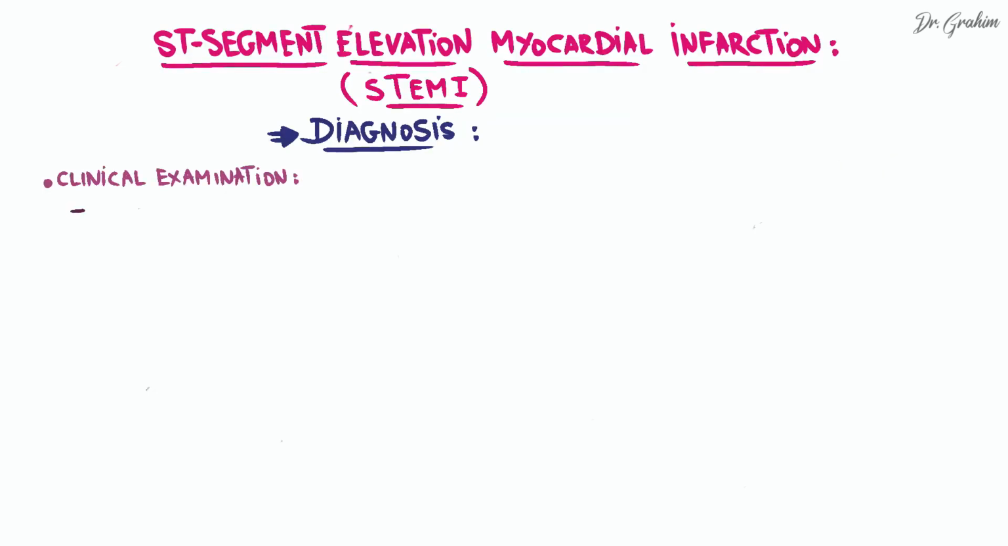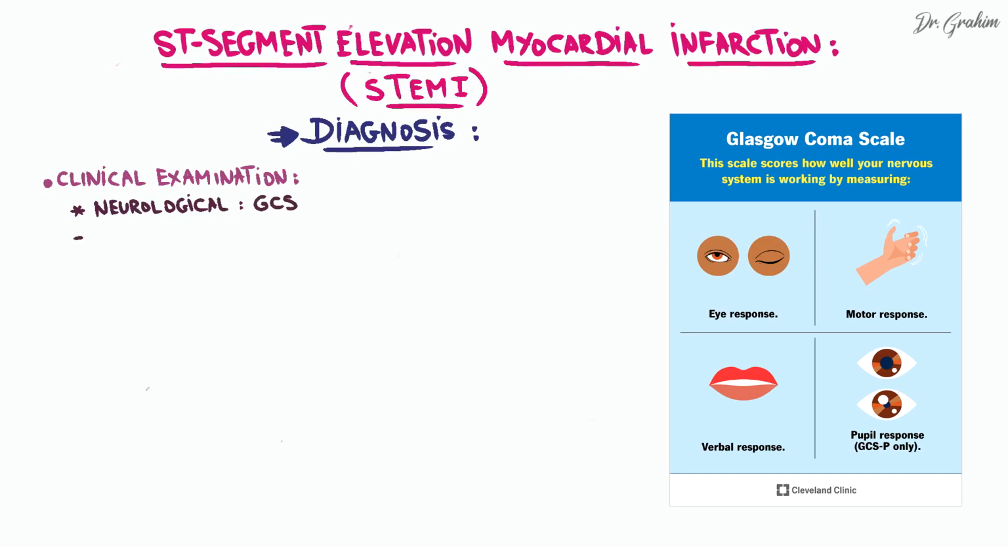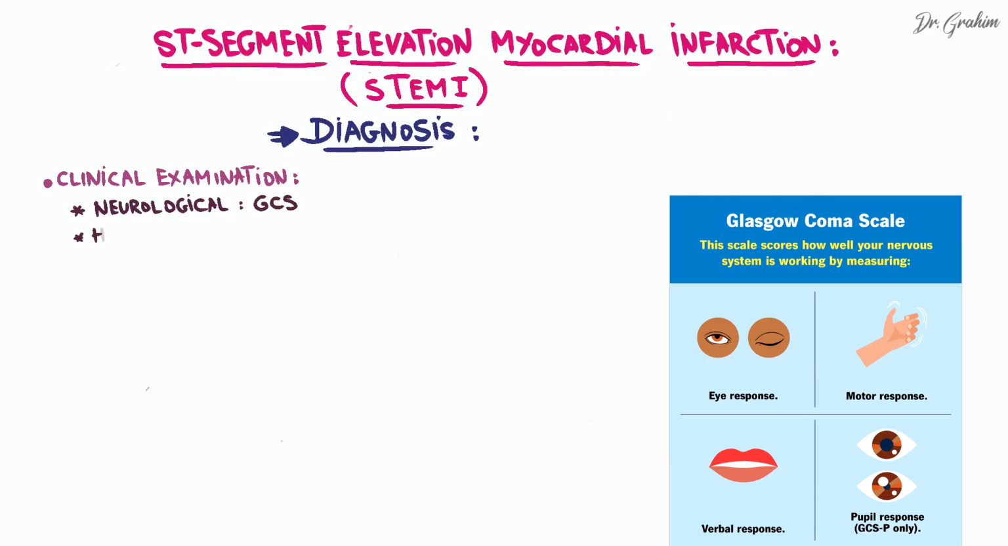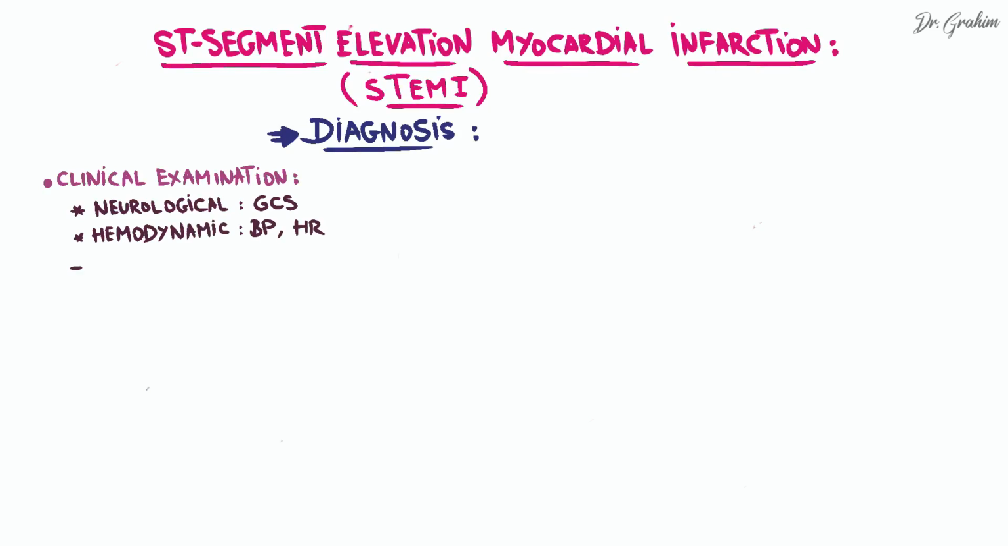During your clinical examination, it is important to evaluate the patient's vital signs and their general condition. This includes neurological evaluation using the GCS, or Glasgow Coma Scale, hemodynamic evaluation by measuring the blood pressure and the heart rate, and a respiratory assessment focusing on the respiratory rate.